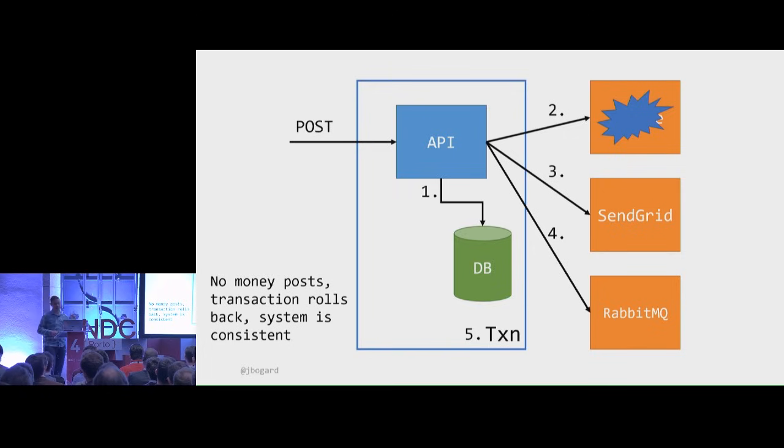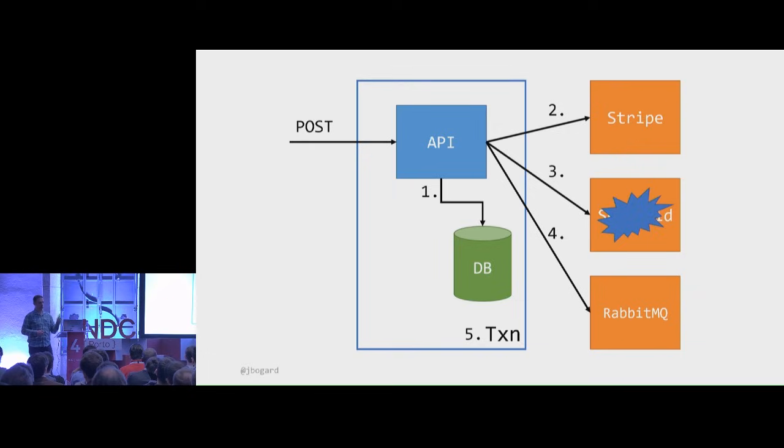Now this is where things get interesting. What happens when SendGrid fails? Very bad things start to happen, because we made the call to the database to insert an order. We made the call to Stripe, and the Stripe call succeeded. We tried to tell the customer about it, but SendGrid failed. Because we get an exception, the database transaction rolls back, but we still took their money. So not a good thing.